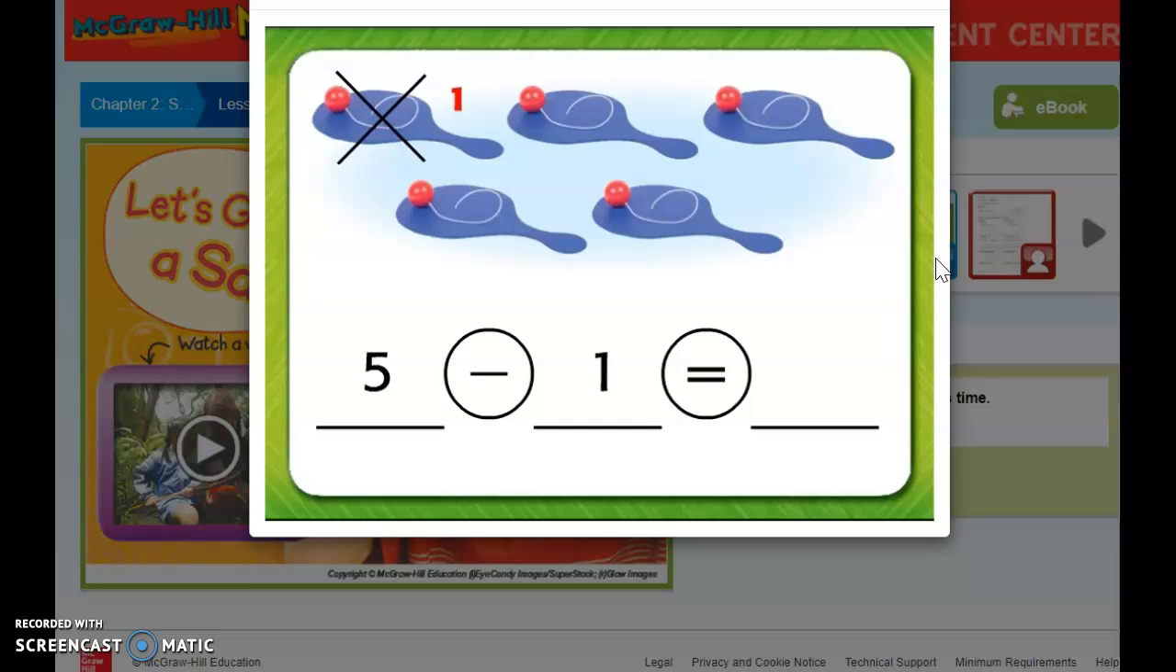What number goes in the third one? The third one is after the equal sign, so the number in the third one is the difference. 1 was taken away, so the difference is 4. And we'll write 4 in the third one. Subtraction is fun.